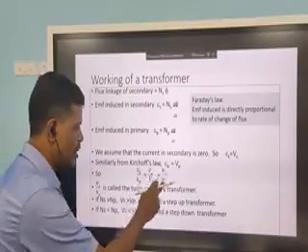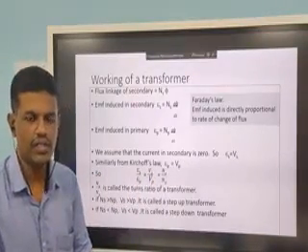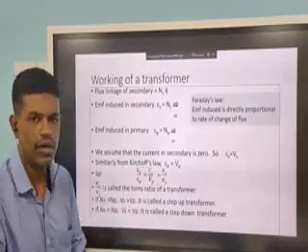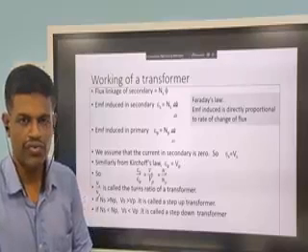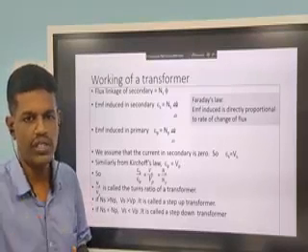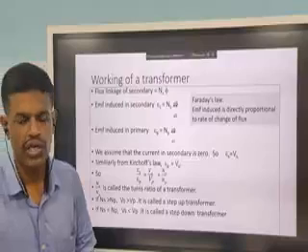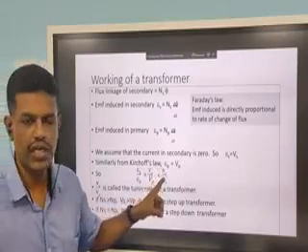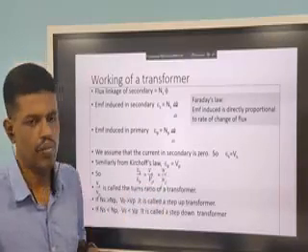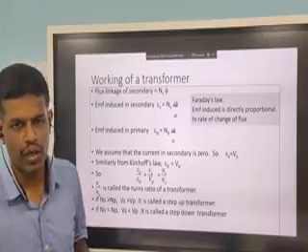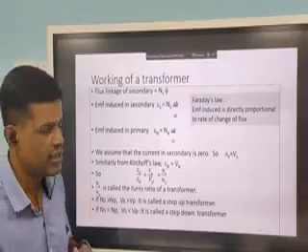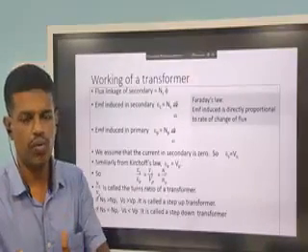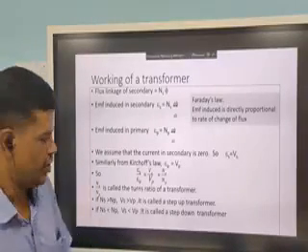Vs by Vp is equal to Ns by Np. If Ns is greater than Np, Vs will be greater than Vp. That is, we get an amplified voltage in the secondary. To get an amplified voltage in secondary, what should we do? The number of turns in secondary should be greater than the number of turns in primary. As many times as the secondary is more than the primary, so many times the voltage in secondary is more than the voltage in primary.